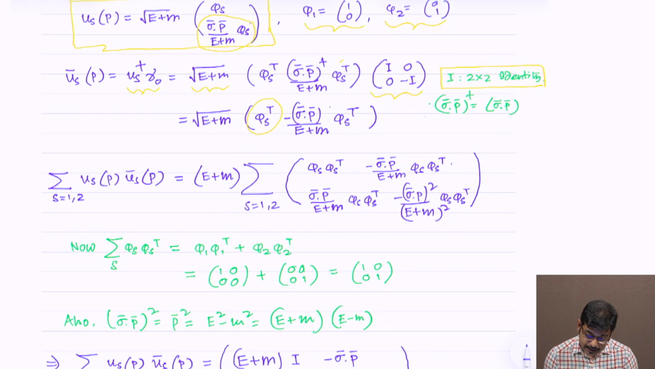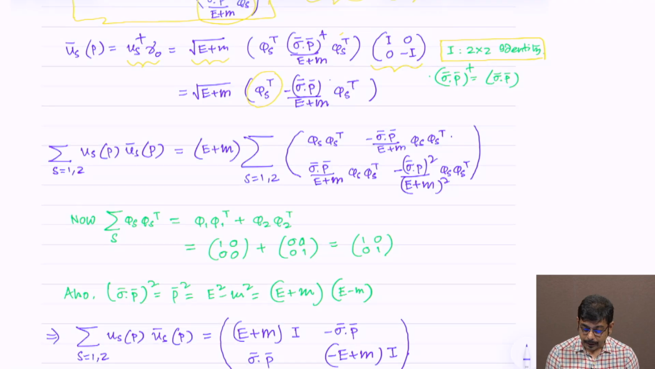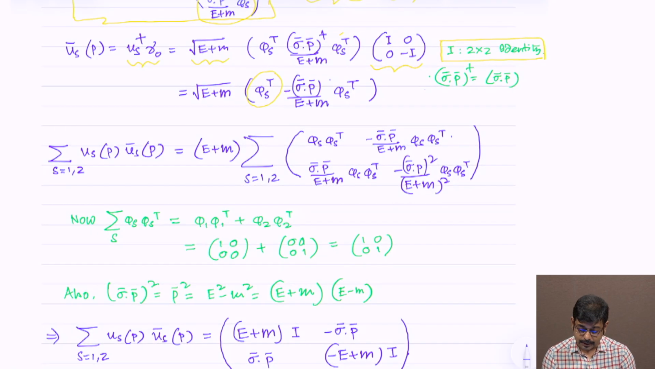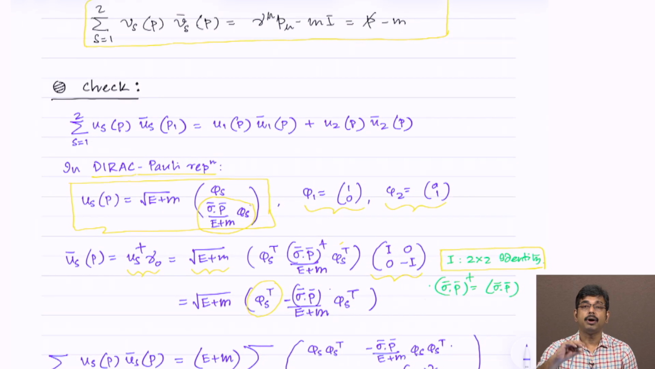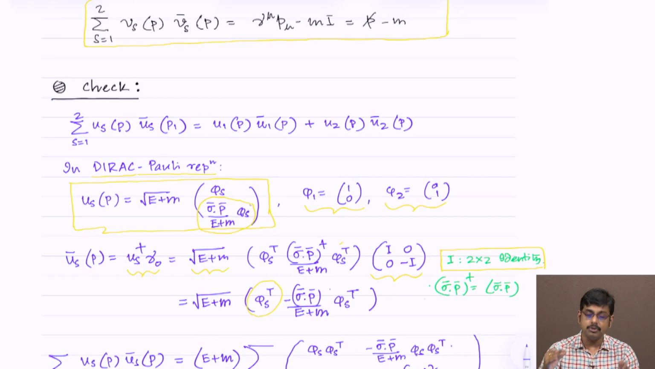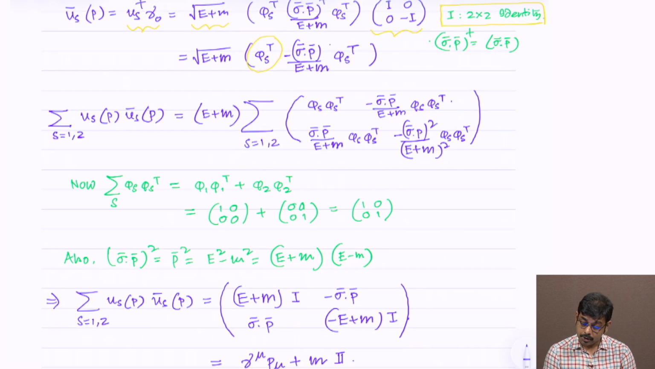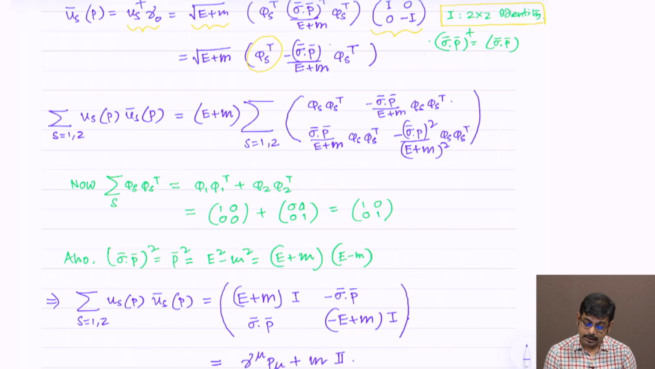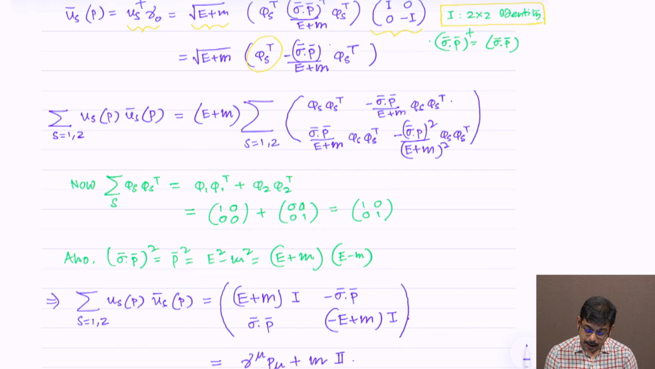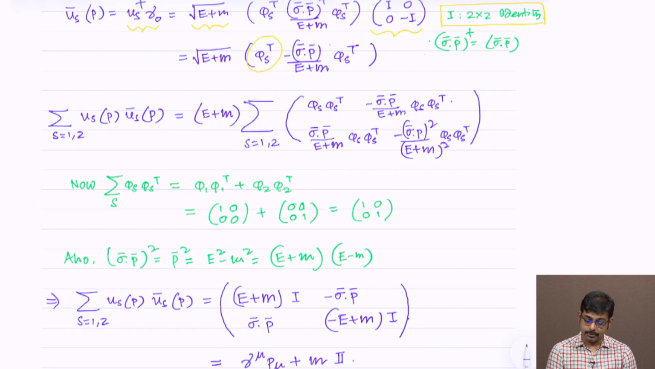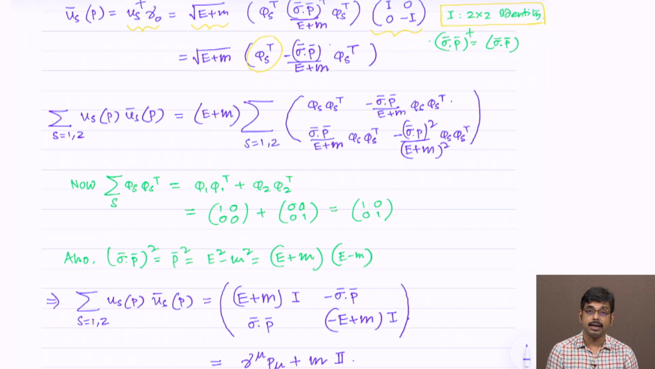Now, the sum over s of phi_s phi_s transpose is nothing but phi_1 phi_1 transpose plus phi_2 phi_2 transpose. Phi_1 is (1 0), so phi_1 transpose is the row matrix (1 0). When you do this, it will give you a matrix 1 0, 0 0, and then phi_2 phi_2 transpose is going to give you 0 0, 0 1, and therefore, when you add, this is going to give you 1 0, 0 1. And also, sigma dot P whole square is nothing but P square, and P square is nothing but E square minus M square, that is E plus M into E minus M, right?